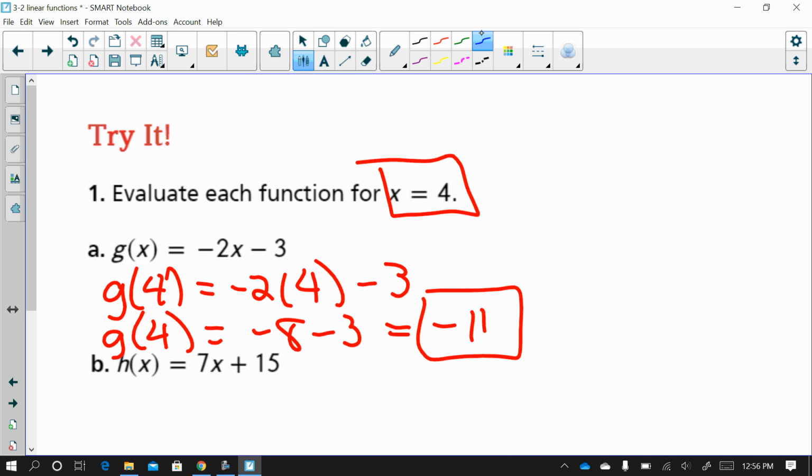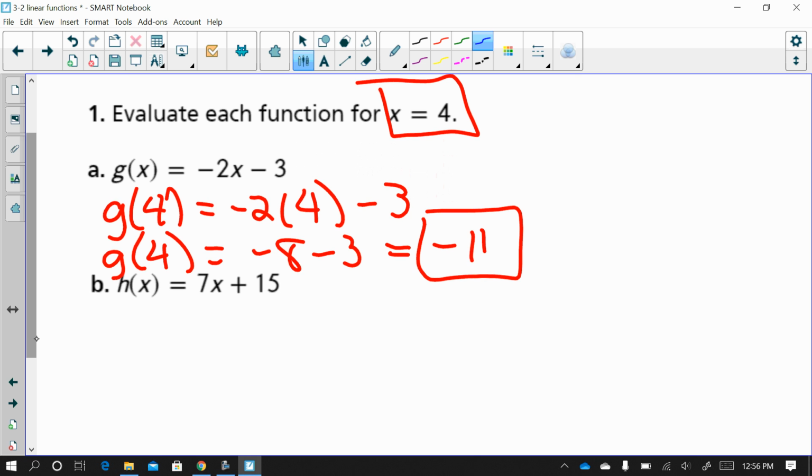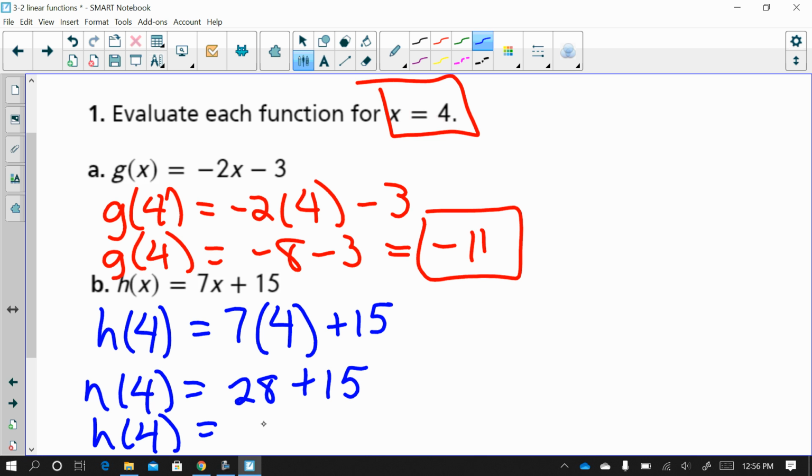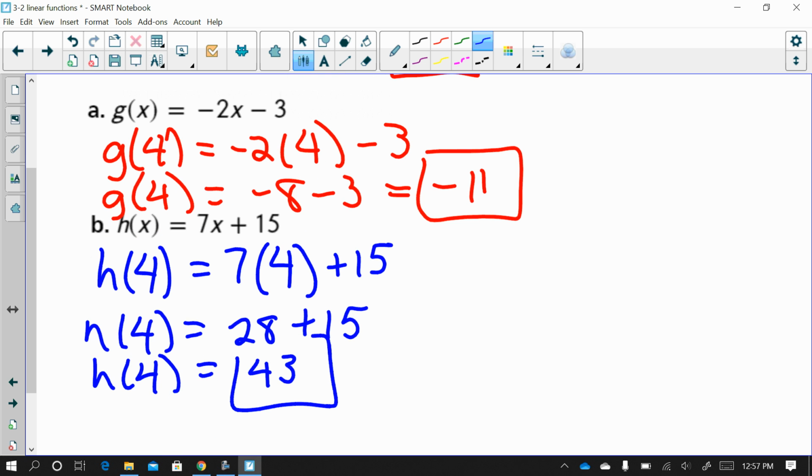Pause the video, try letter B. Again, remember you're using x equals 4. So h of x equals 7x plus 15. We want to find h of 4. So again, anywhere I see an x, I'm stuffing in 4. So 7, instead of x, I write 4, plus 15. So h of 4 equals 7 times 4 is 28, plus 15. So h of 4 equals, let's see, 43. And there's your answer.